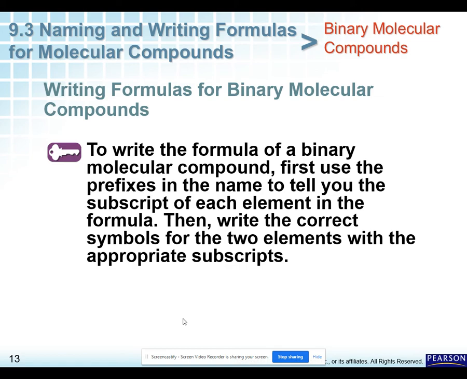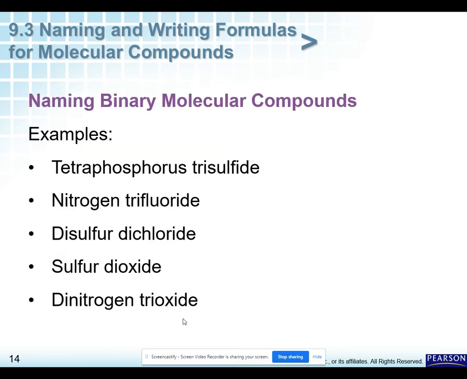Now we're going to kind of start with the formula. So first, to write the formula, first use your prefixes in the name to tell you the subscript of each element. Then write the correct symbols for the 2 elements with those appropriate subscript numbers that you determined. Okay. So if we were going to look at the examples here, remember, I'm going to write this again. Molecular compounds do not cross. So you read them exactly as they are.